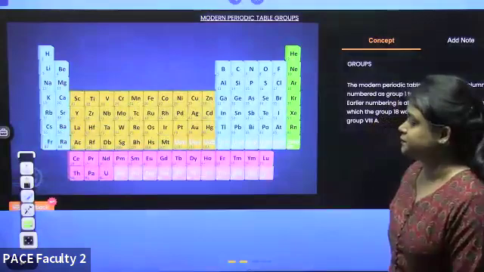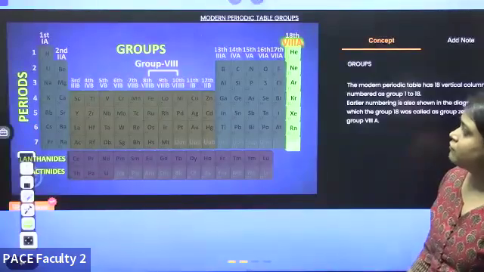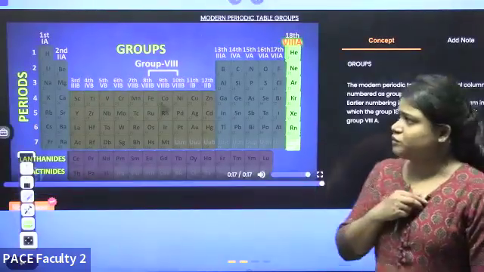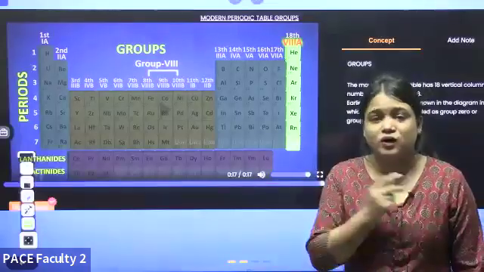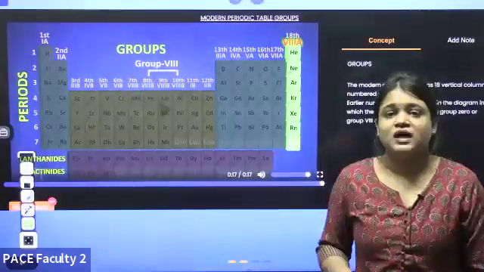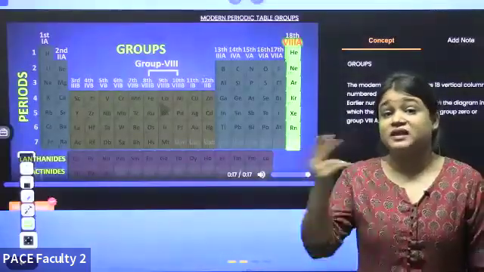Numbered as group 1 to 18. In the diagram, group 18 was called group 0 or group A. Okay, so basically they have shown the older names of the groups also. They have taken these names from Mendeleev's table.